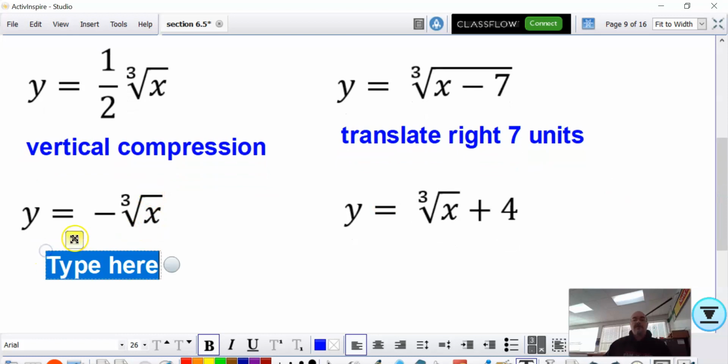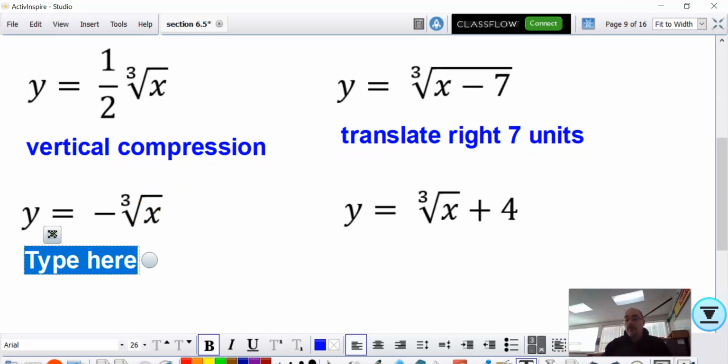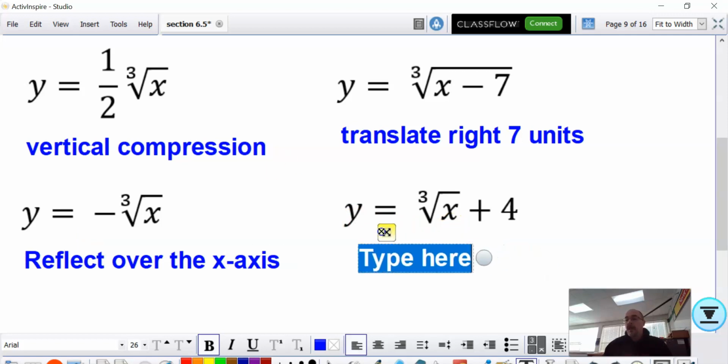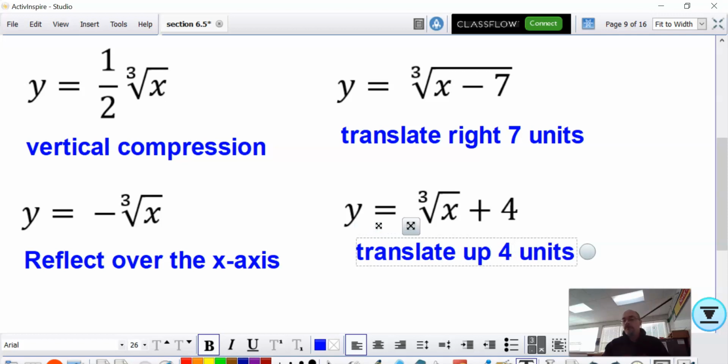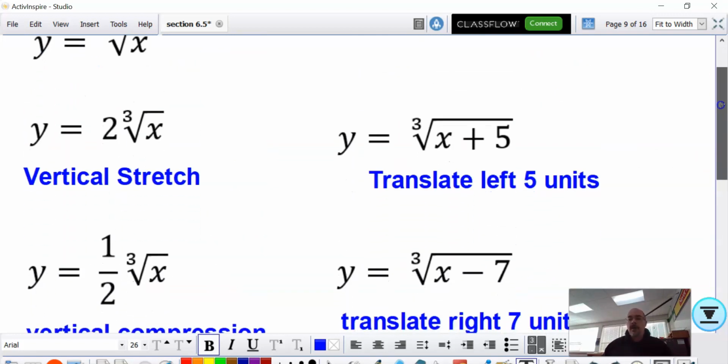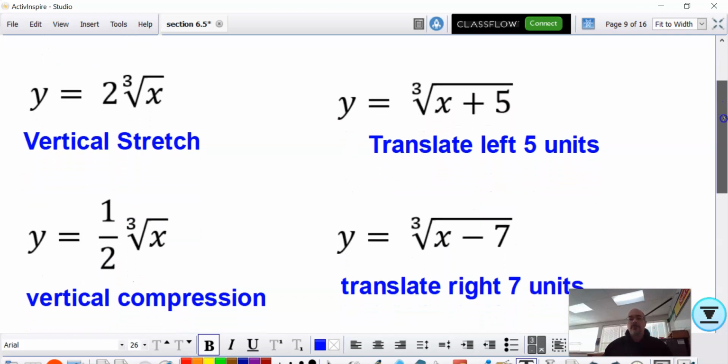This one with the negative in front is going to reflect over the x-axis. This one with the plus 4, notice that it's not on the inside, it's on the outside. That one's going to translate up 4 units. If you don't believe me, type it in and look at it. It's going to go up 4 units compared to the parent function. Again, use the power of pause and rewind if you need to.